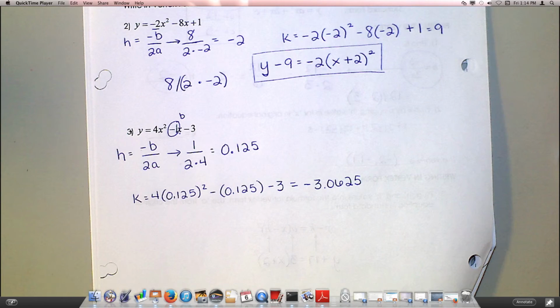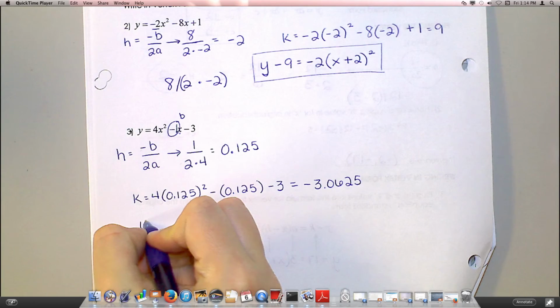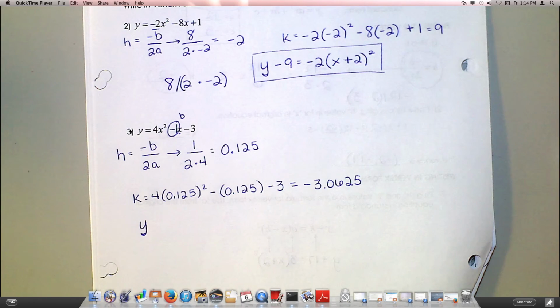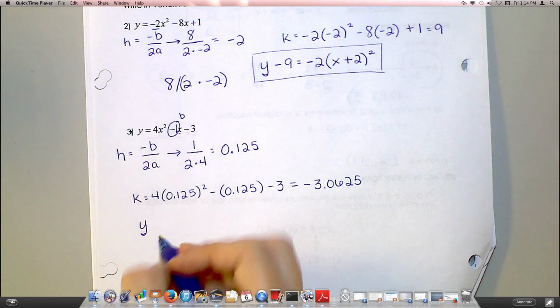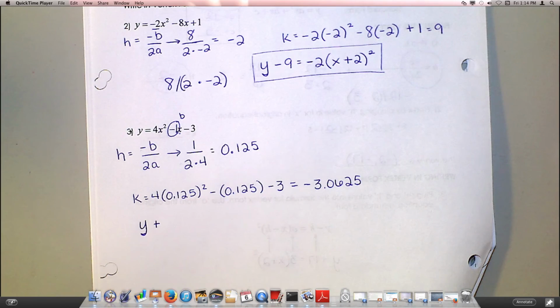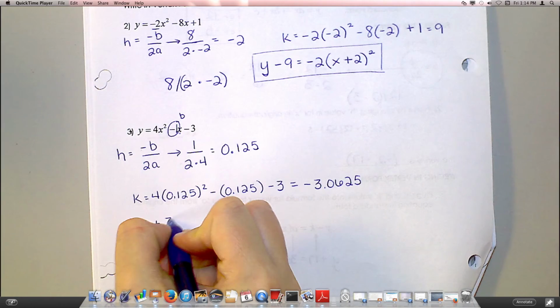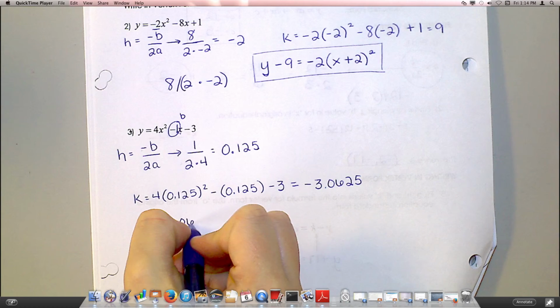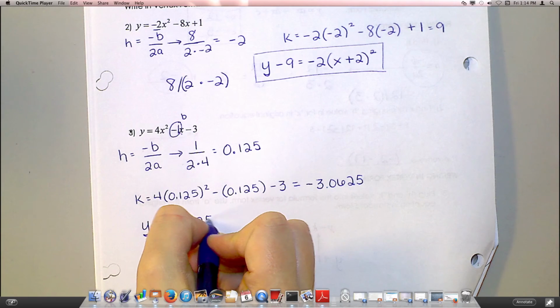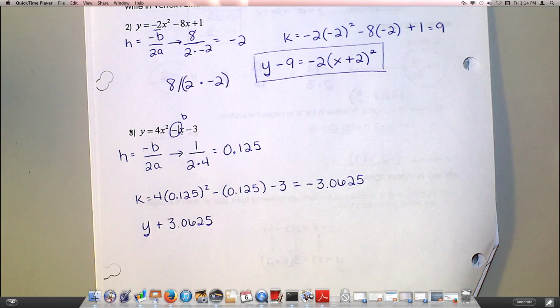That's your K value. Now for vertex form: y what? Plus which number? Your K value, negative 3.0625. That's why I put that there, equals.